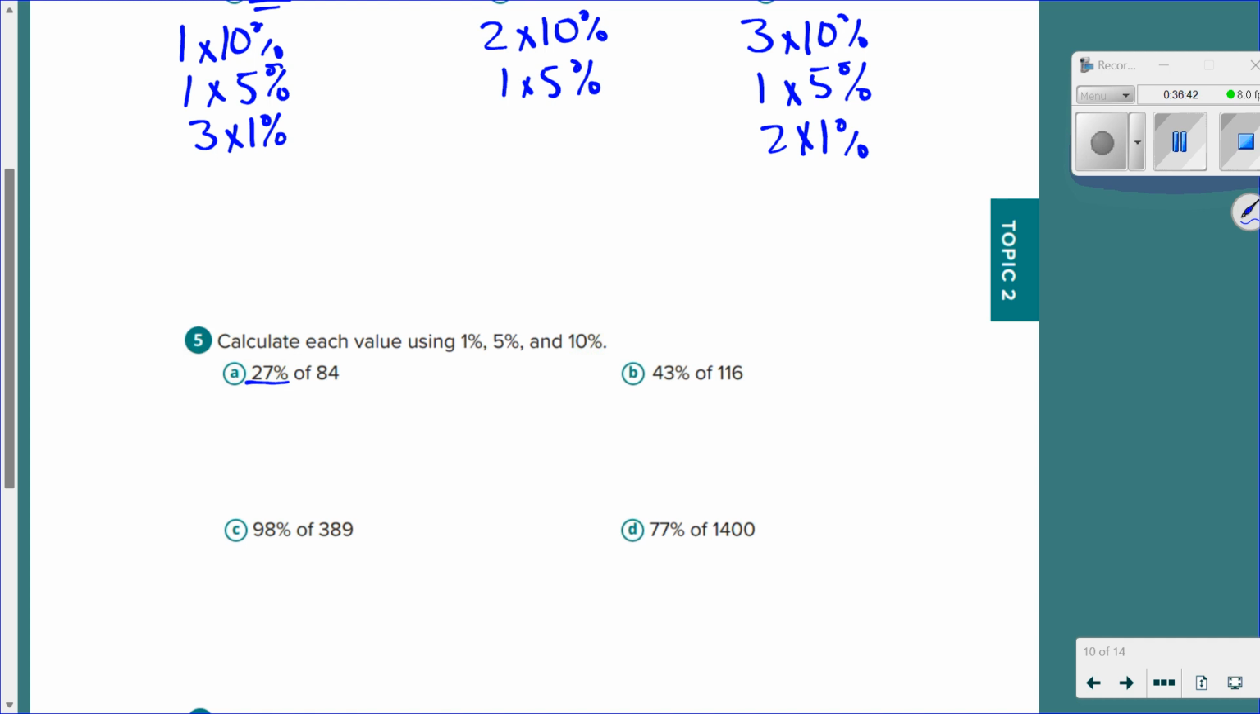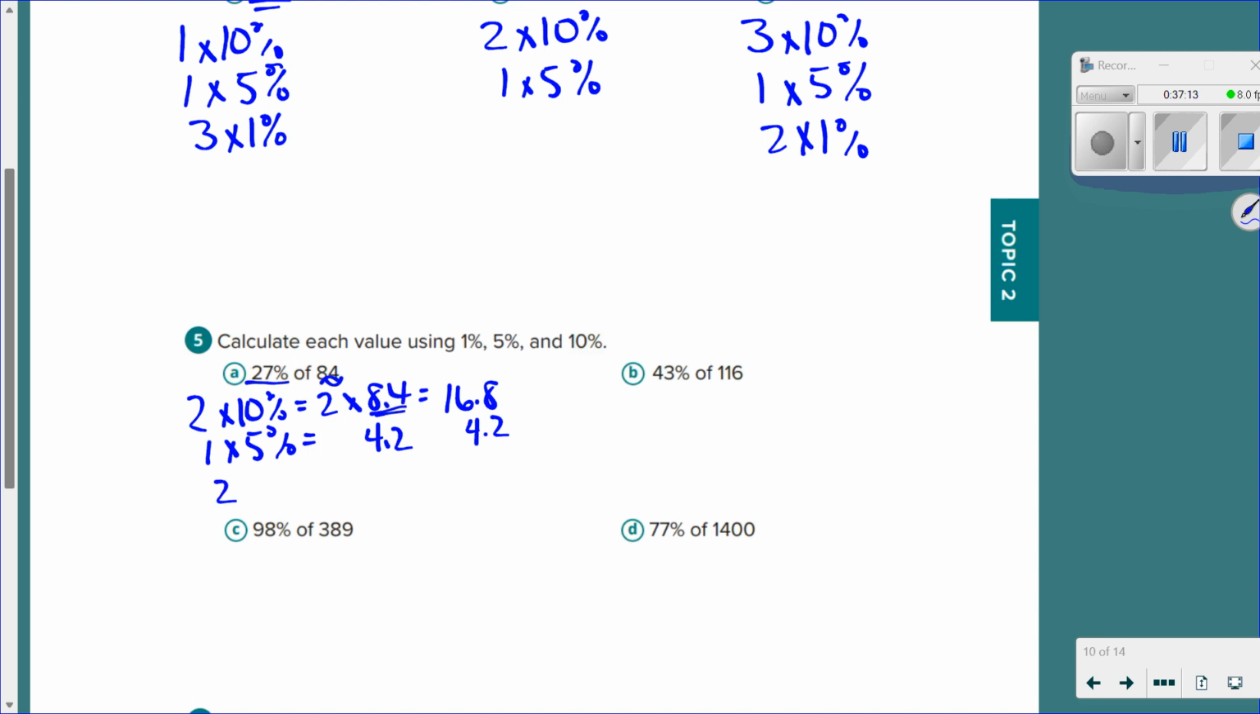So to get 27%, I need 2 tens, yes? Okay, so that means 2 of 10% means I move my decimal once. So that's 8 4/10, or 16 8/10. I need 1 5%, and be careful to make sure you use the 10% to take half of. So half of 8 4/10 would be 4 2/10. So I'm going to put 4 2/10 under that.